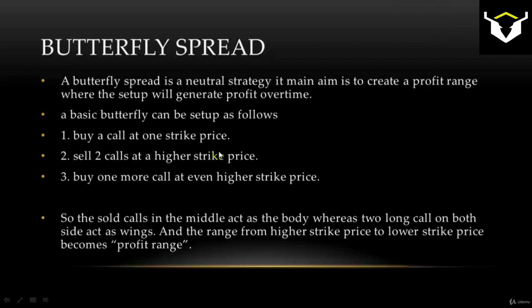Let's say your stock is trading in a particular range, and you want to take maximum advantage of that range trading. So in order to take advantage of that range, you set up a butterfly spread. The sold calls in the middle act as the body, whereas the two long calls on both sides act as wings. The range from the higher strike price to the lower strike price becomes the profit range.